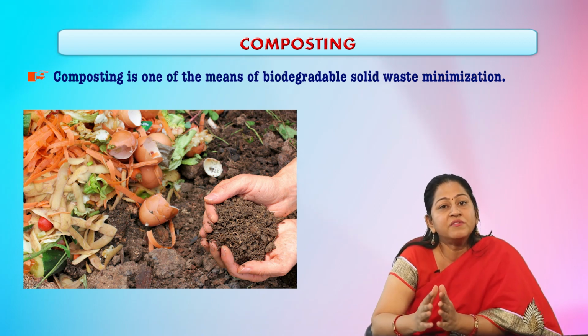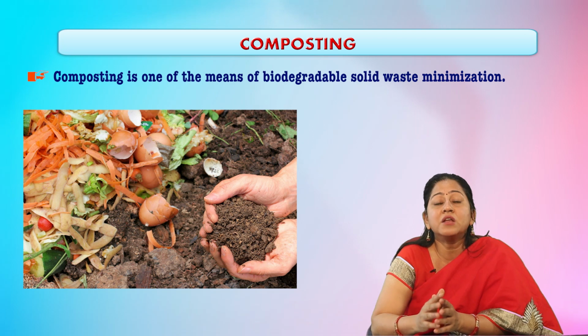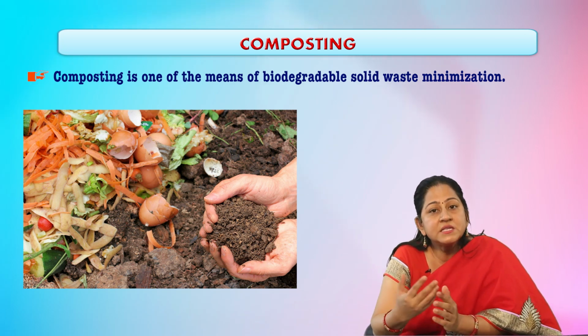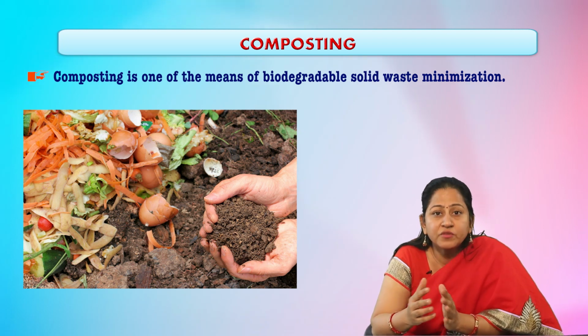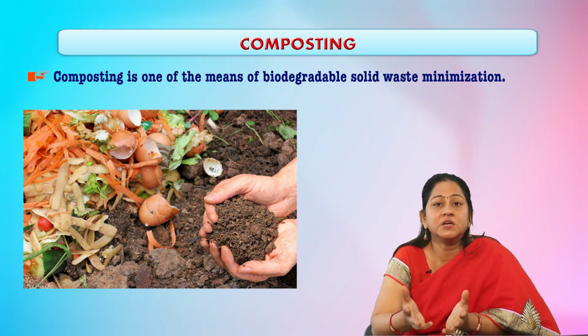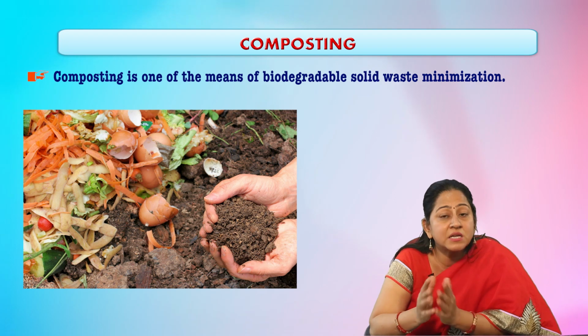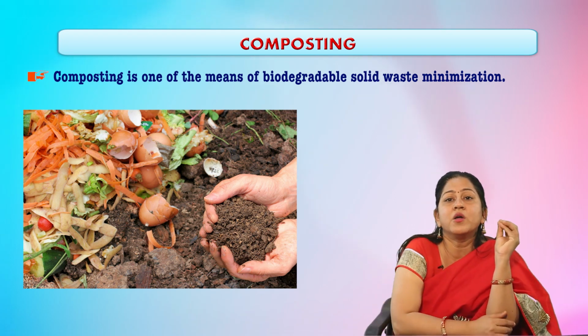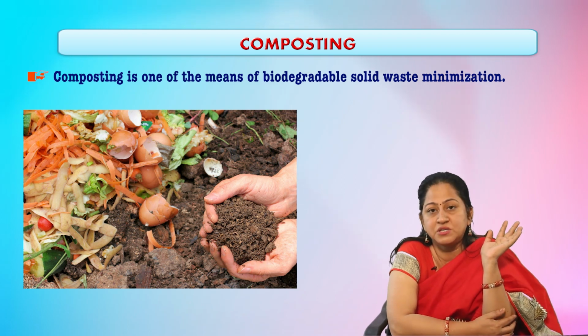And biodegradable waste, as the name indicates, contains more biotic constituents. It is easily degraded, it does not have many chemicals, it contains moisture, it contains organisms, it contains carbon, it contains hydrogen. So this is the most common means of biodegradable solid waste minimization.